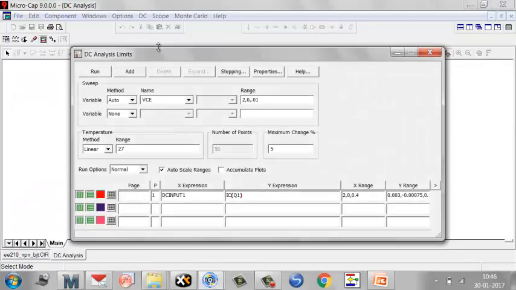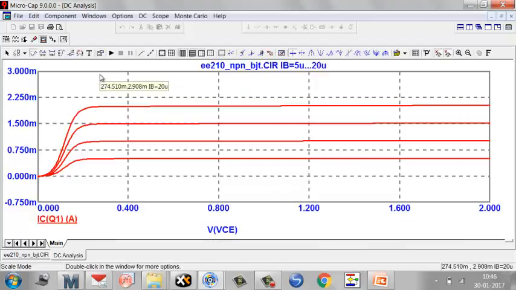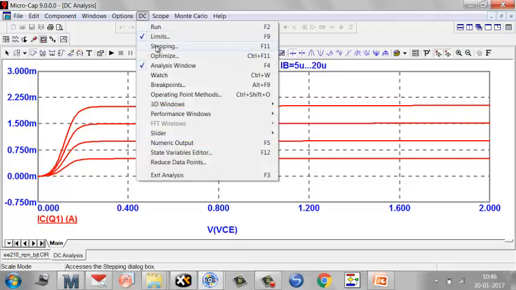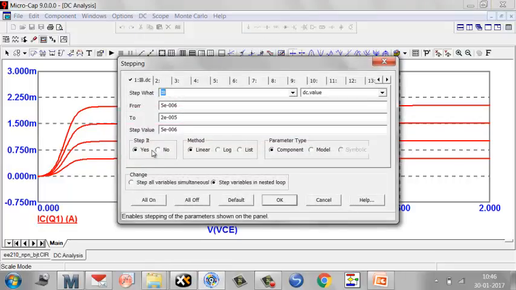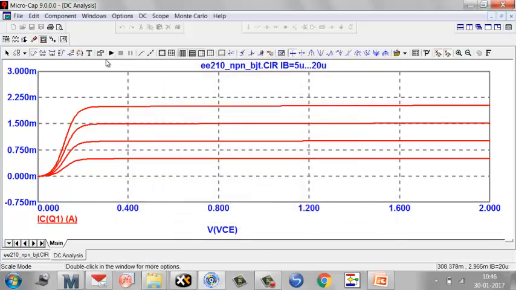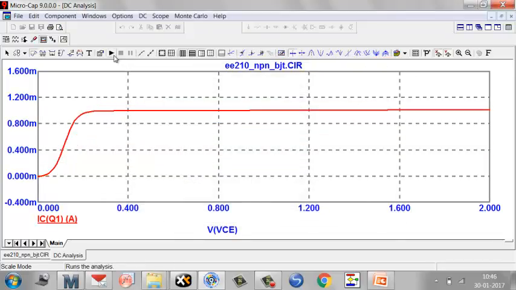And in DC analysis, what I'm doing is VCE, the collector voltage, I'm sweeping from 2 to 0 at intervals of 0.01. So I'm changing the collector voltage, and I'm looking at the collector current, just to show you the transistor characteristics, okay? So let me run it for different base currents, okay? So that's our transistor. If you don't want to see it for all the base currents, one can remove the stepping of the base current. So one gets here. Now, you can use a tracker.